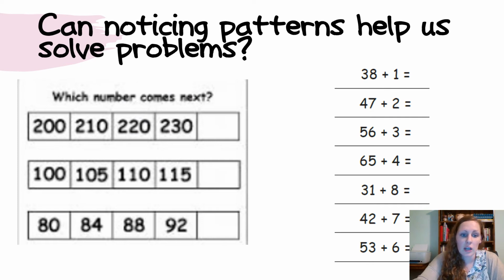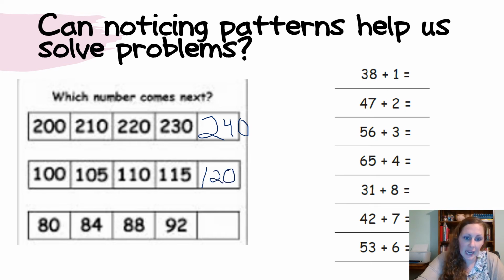So here's some more. We have 200, 210, 220, 230. What comes next? That's right, 240 because I am counting by tens. Here I have 100, 105, 110, 115. What will come next? Yes, it's going to be 120 because I'm counting by fives.